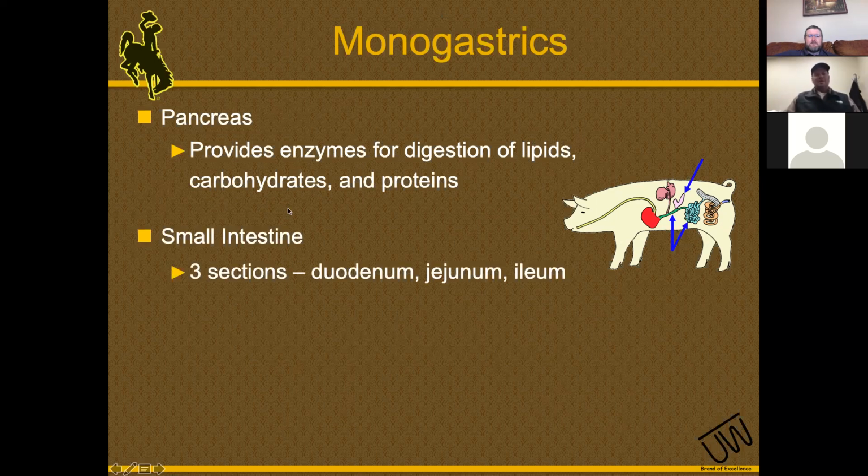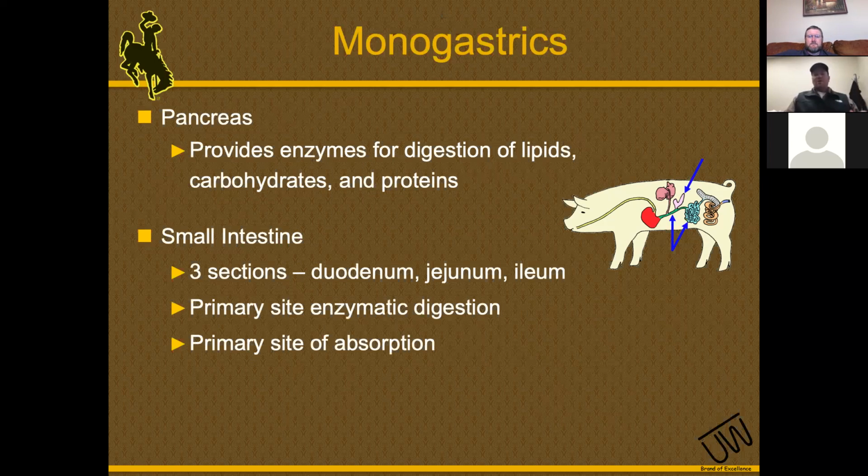Small intestine, we're going to look at it as 3 sections, okay? We're going to have the duodenum, the jejunum, and the ileum. So in these 3 sections, it's the primary site of enzymatic digestion. It's already been broken down into small particles, and this is where absorption is going to occur. This is how, in simple stomach animals, most of our energy is taken in, and then it's going to go to the liver, okay?